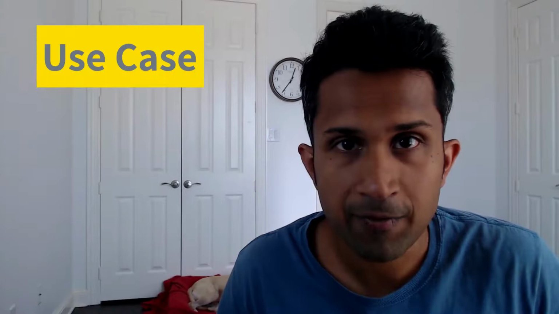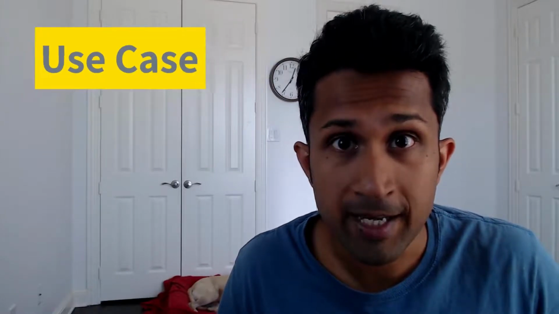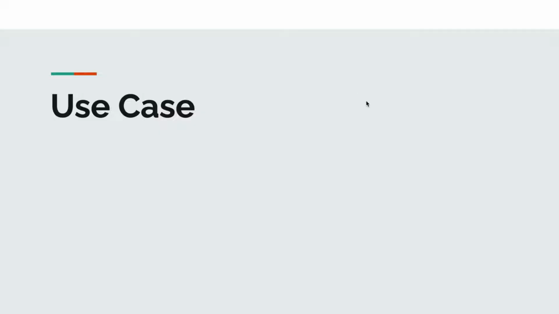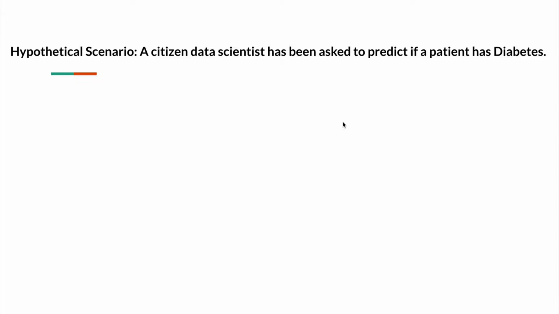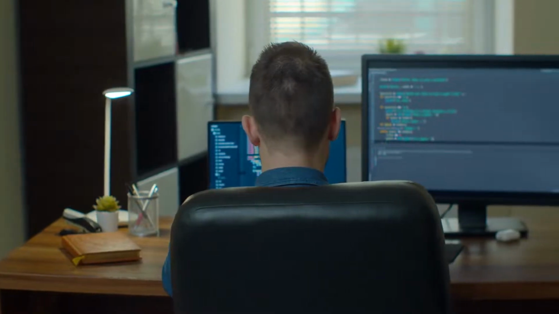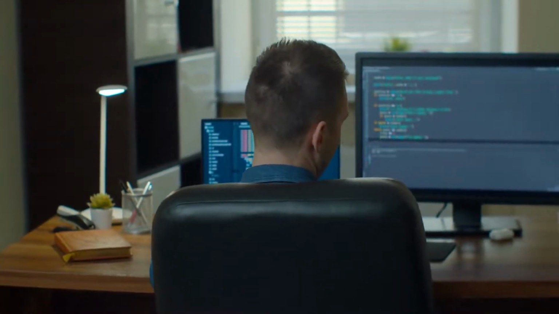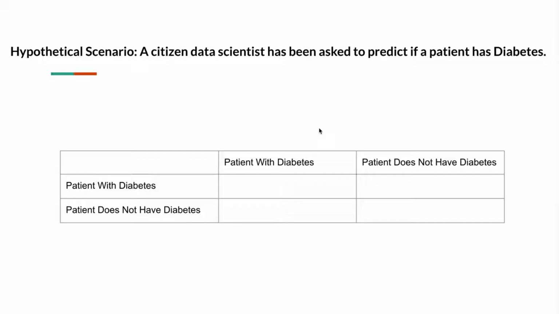Let's understand the confusion matrix with the help of a use case. The use case is that you are a citizen data scientist and you have been asked to predict if a patient has diabetes. So as a data scientist, you run the machine learning classification algorithms and you will get this matrix. Now this matrix is very familiar. You have seen this before.